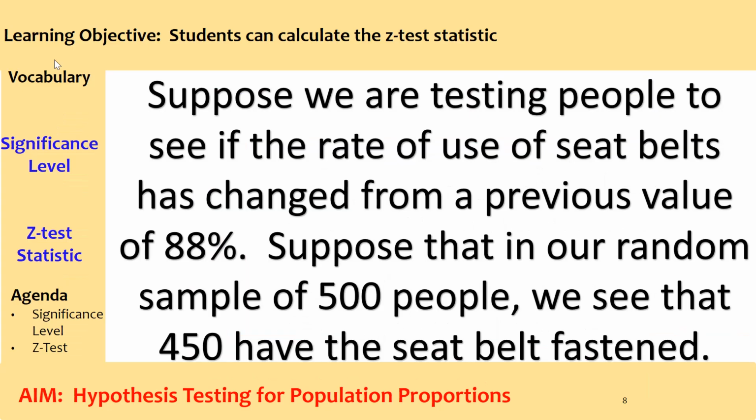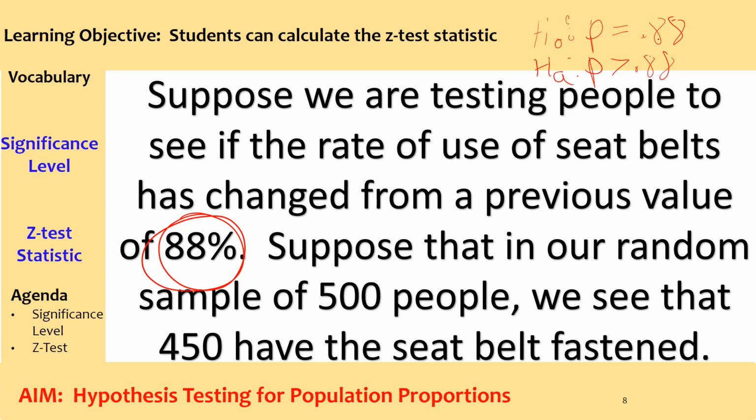So let's do this one, okay? Suppose we're testing people to see if the rate of use of seatbelts has changed from a previous value of 88%, right? So these percentages are helpful. So H naught is P is equal to 88%, right? We want to see if it's increased. So HA is P is greater than 88%. All right, so the sample size is 500, and we see that 450 have the seatbelts fastened.